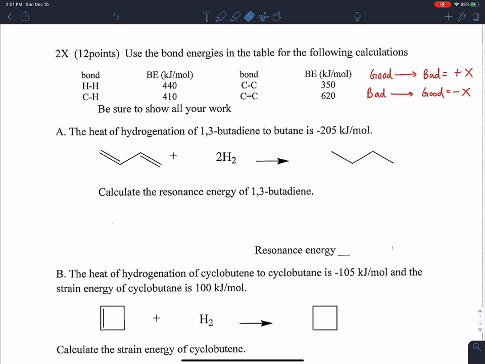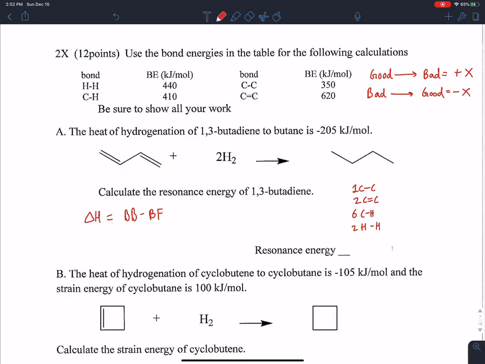That's it. Okay. They're telling us the heat of hydrogenation of 1,3-butadiene to butane is negative 205 kilojoules per mole. So I know that's my delta H. And now we have to do the bonds broken minus bonds formed. So I know it's bonds broken minus bonds formed. So let's write out the different types of bonds I have in the reactants. Well, I have one C-C bond. I have two C double bond C's. I have 1, 2, 3, 4, 5, 6 CH. And I have 2 HH. Those are what I have in the beginning.